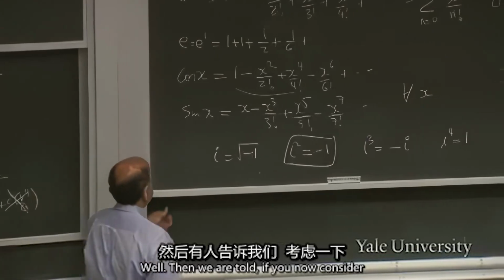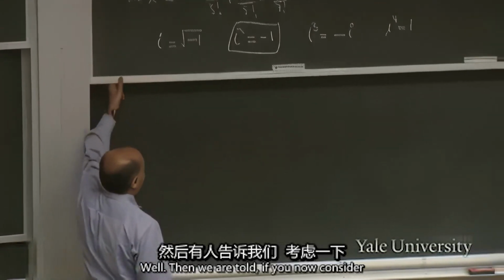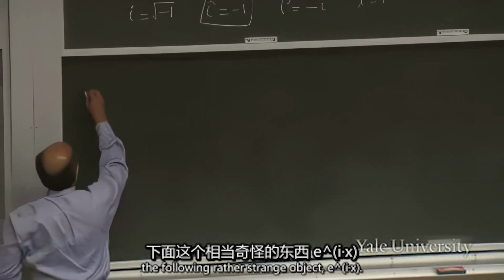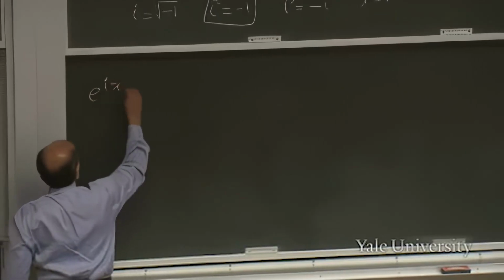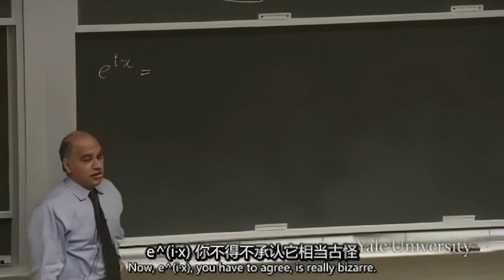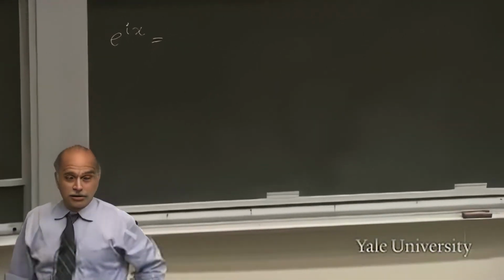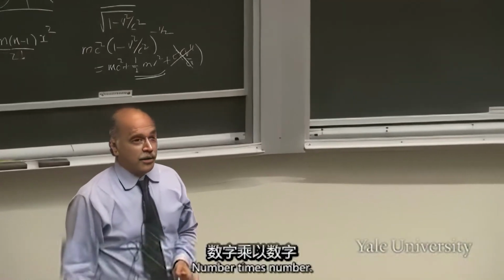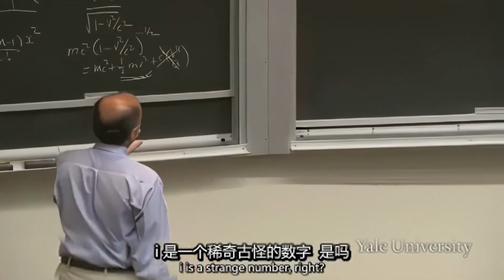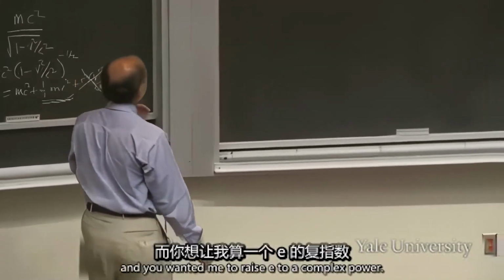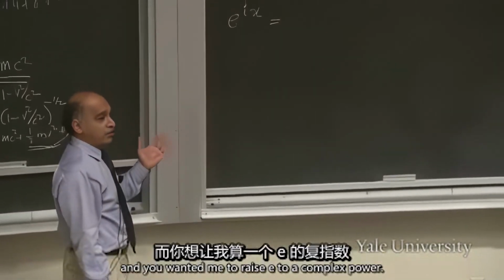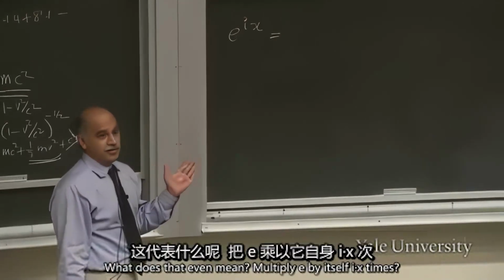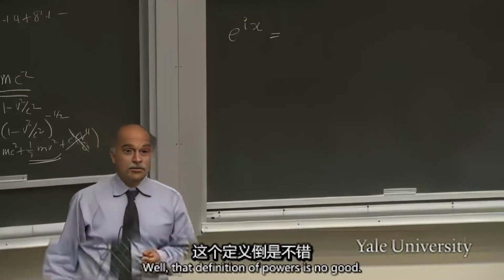Well, then we are told, if you now consider the following rather strange object, e to the ix. Now, e to the ix, you have to agree, is really bizarre. e is some number. You want to raise it to 2, that's fine. Number times number. i is a strange number, right? It's the square root of minus 1. And you want me to raise e to a complex power. What does that even mean? Multiply e by itself ix times? Well, that definition of powers is no good.